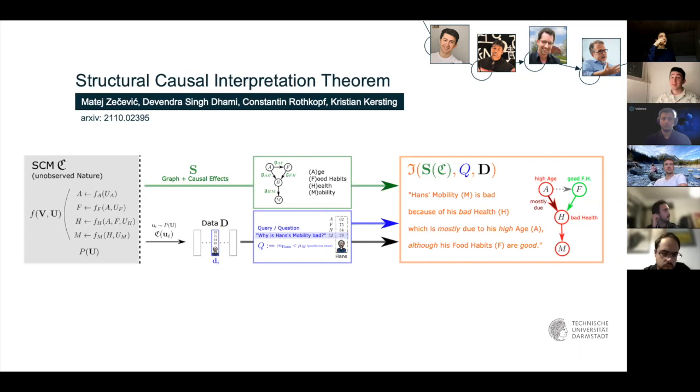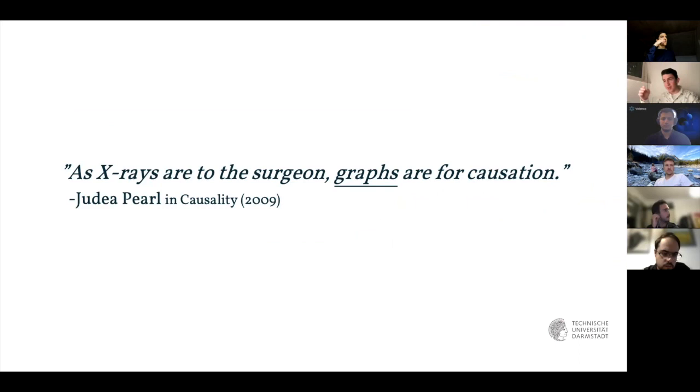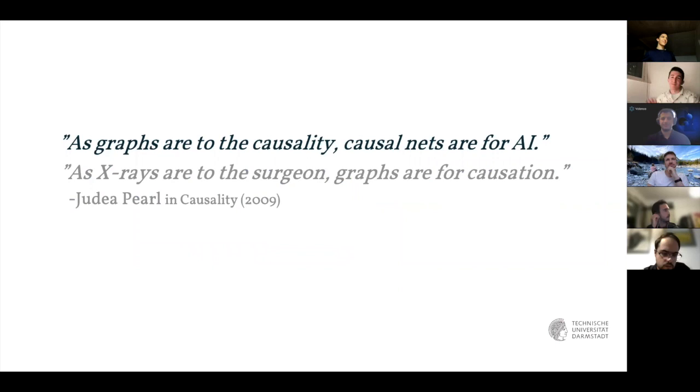And to close off, also as maybe a motivation for the whole reading group and as inspiration, this is a famous statement by Judea Pearl. He said, as x-rays are to the surgeons, graphs are for causation, stating the importance and relevancy of graphs. And this is a graph reading group, so everyone should probably know this. I'm just manipulating it to my fit. I'm saying, as graphs are to causality, causal nets are for AI. So I truly believe they are an important step. How important, whether they are all, that we'll see, but they're definitely important.